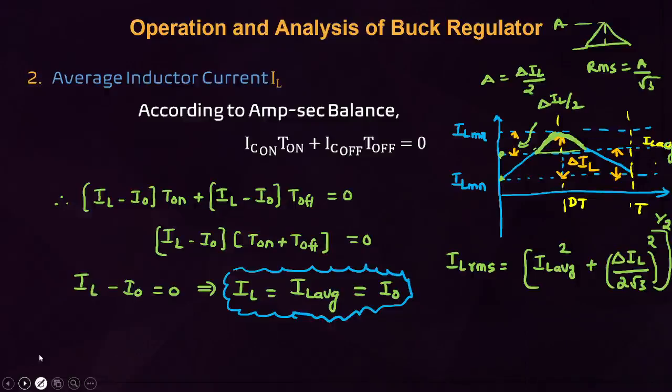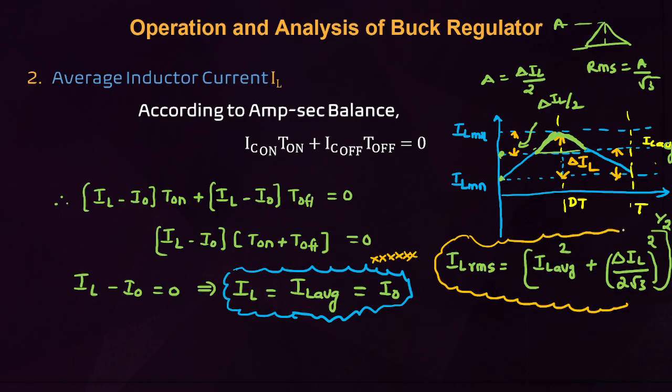All these formulas are for buck regulators. Then one more important formula: what is the average inductor current? The average inductor current equals I0. In a buck regulator, the average inductor current is I0. What is the RMS value of inductor current? Very, very important formulas that you have to concentrate on.